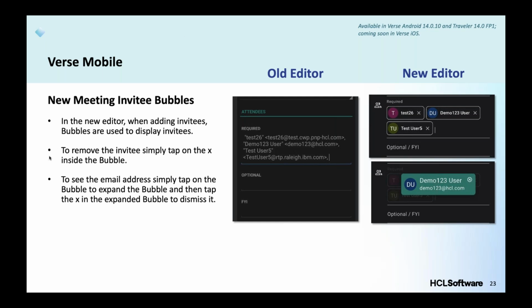And in order to remove those, there's an X right on there. You just tap that to remove the entry. And if you want to see the full entry in terms of the display name and the email address, you can simply tap on that bubble to expand it. So you get a complete view of the details of the people you're inviting to the meeting. But great, again, modernization here to get a much more current look and feel in terms of interacting with contacts as part of the invitee lists for our event editor. All right, next slide.